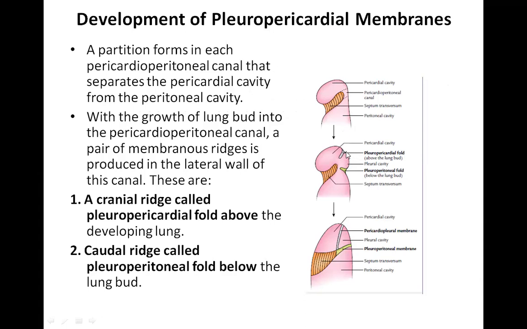So with the growth of the lung bud into this pericardio-peritoneal canal, a pair of membranous ridges is produced in its lateral wall, and there is a cranial ridge and a caudal ridge. So the cranial ridge is known as the pleuropericardial fold, which is above the developing lung, and the caudal ridge is known as the pleuroperitoneal fold.